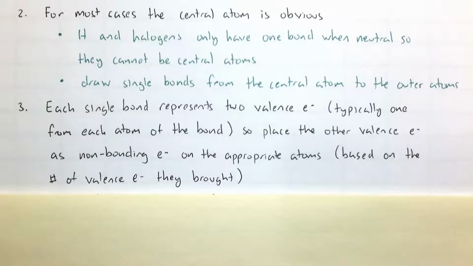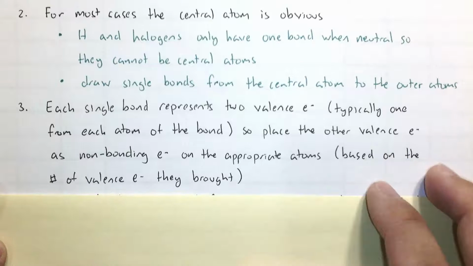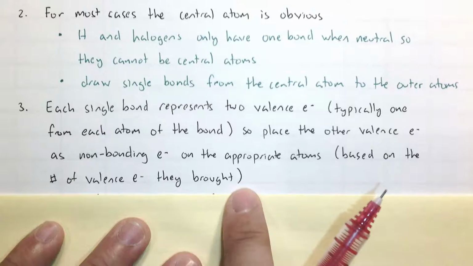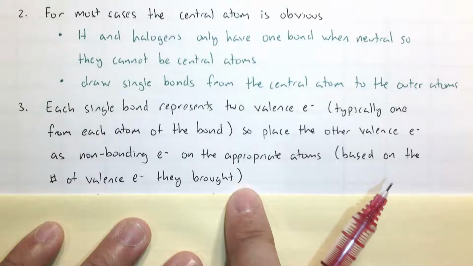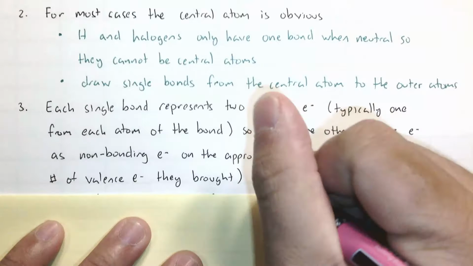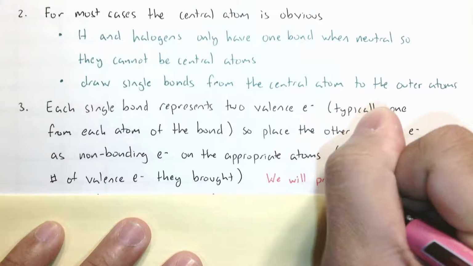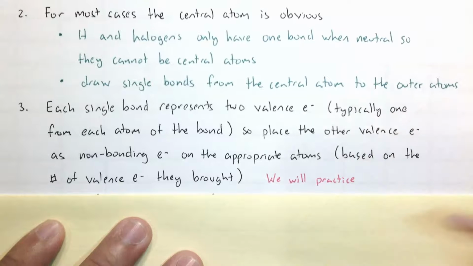Right now it's a little bit abstract. This will become very clear once we start practicing. And so while this is a pretty convoluted rule, we will practice, all right? So don't worry. We have 6 examples to get through.